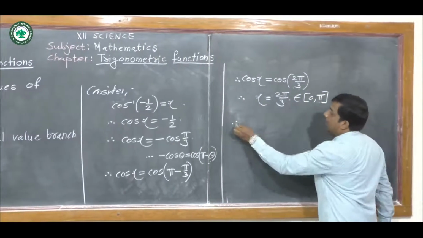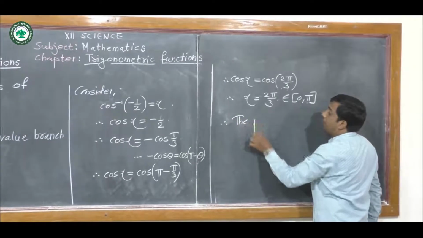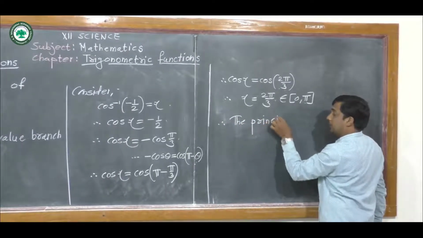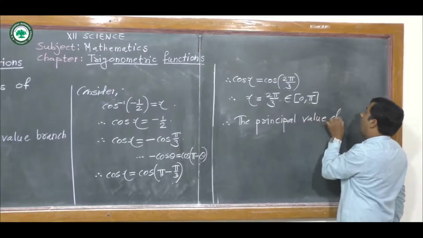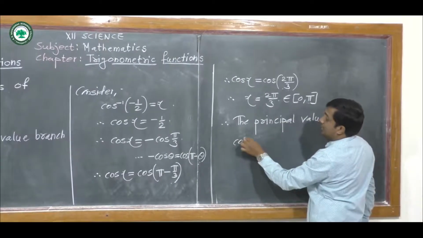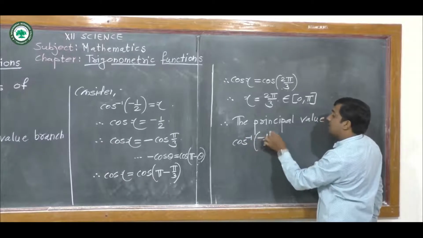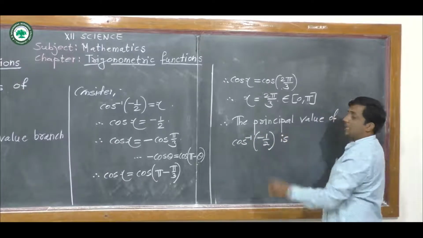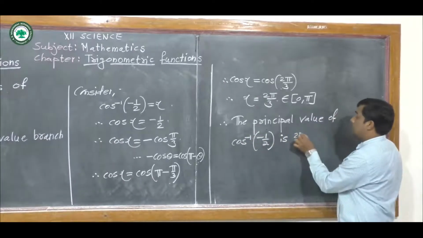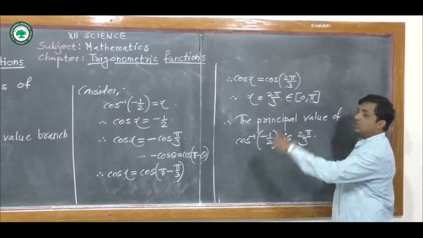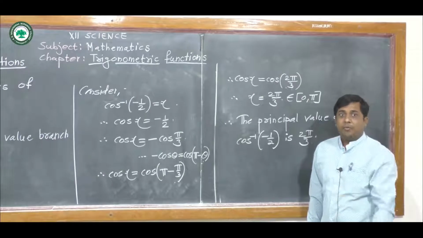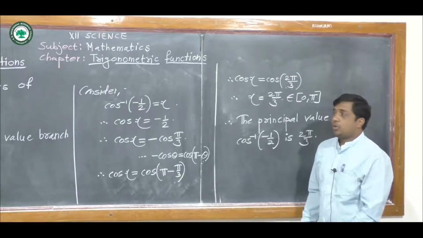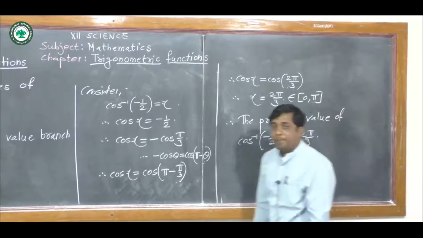Okay, therefore the principal value of here cos inverse of minus 1 upon 2 is here 2 pi by 3, and this is the final answer. Let's go with our next example.